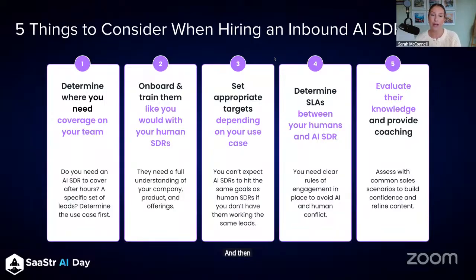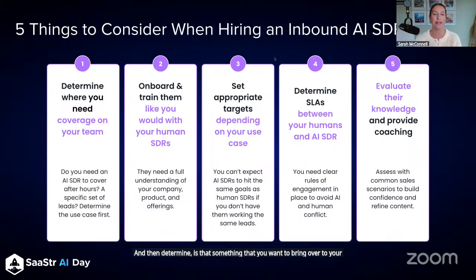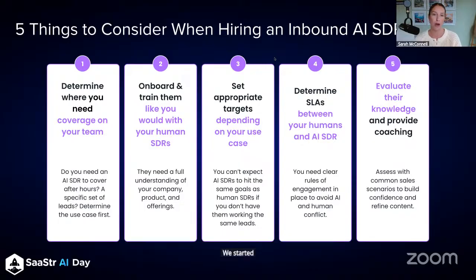And then from there, kind of mention, human SDRs, what are your SLAs for them? What do you expect from your human SDRs? And then determine, is that something that you want to bring over to your AI SDRs and set your targets appropriately? So I kind of mentioned in the first step, we started with after hour traffic on our website and working sort of low priority traffic.